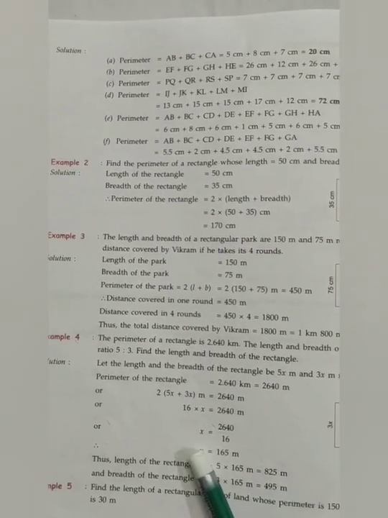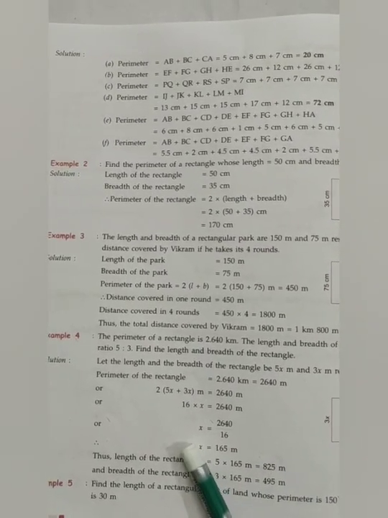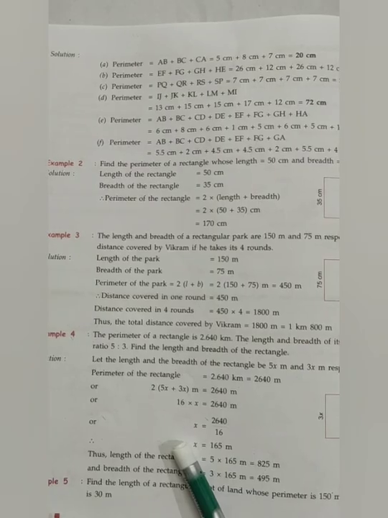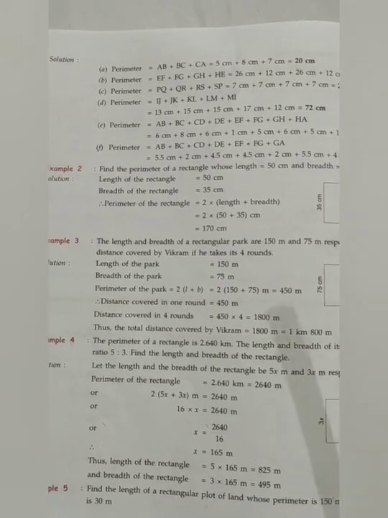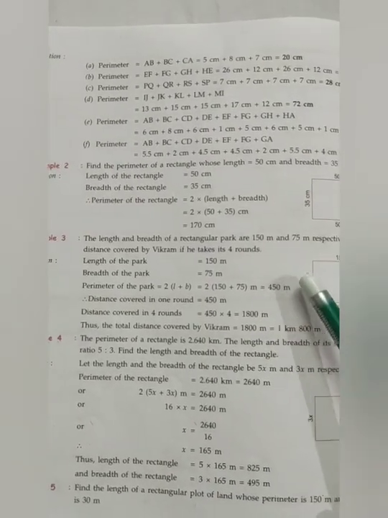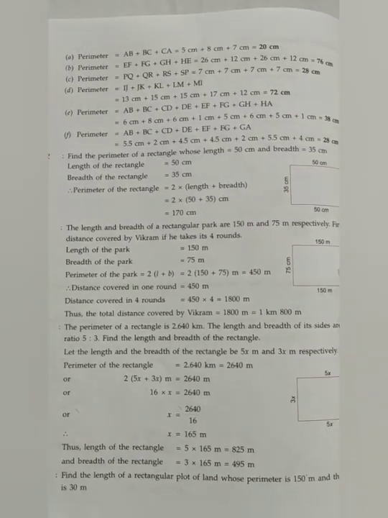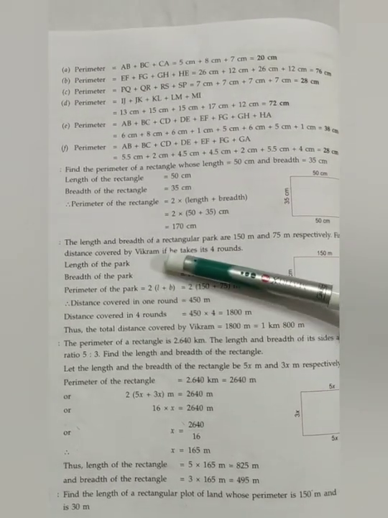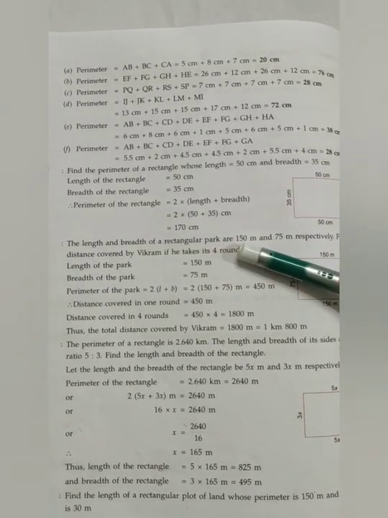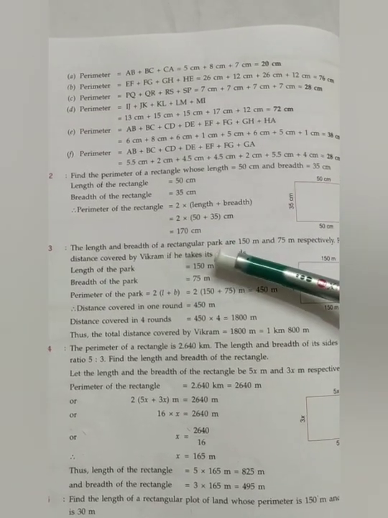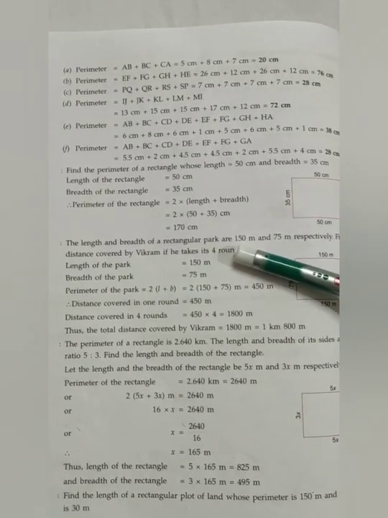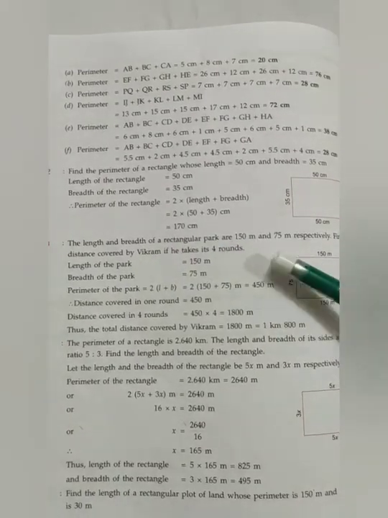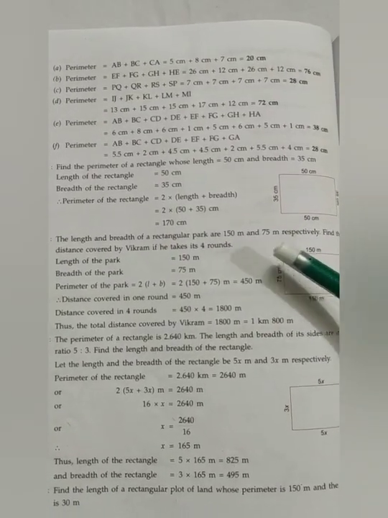Then example 3. The length and breadth of a rectangular park are 150 meter and 75 meter respectively. Respectively means, children, here first length is given. So length is 150 meter. Then breadth is 75 meter. Okay, respectively, you see.